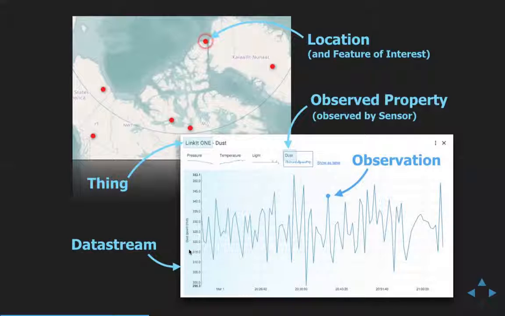We have our datastream, which joins our thing, observed property, and sensor together, and acts as a group for sequences of observations. And finally, we have our observations. Each point on the chart is an individual observation in its own right. To support our citizen sensing platform, we will have to create the following SensorThings entities: things, locations, observed properties, sensors, datastreams, and observations.